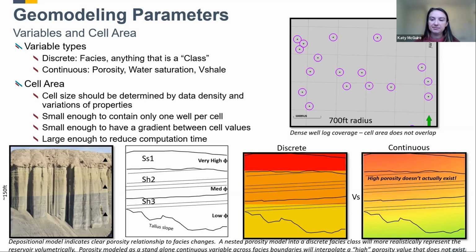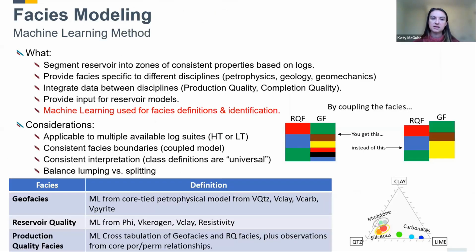If we model them, the discrete method breaks it up into 3 units, allowing for a sharp step change in porosity between sandstone 1 at the top and shale 2. Modeling continuous porosity will insert an erroneous zone of high porosity in between sandstone 1 and shale 2, because you can't go from medium to very high porosities without stepping through that high porosity zone first. So this is just a really basic cartoon example of a facies interpretation based on outcrop and observations.